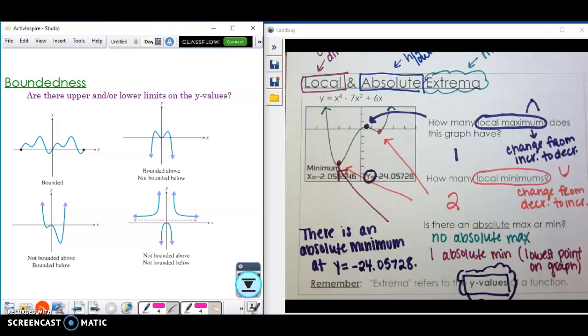Okay, so local max and local min. And then we have absolute max and absolute min. Just remember there is a difference. Absolute has to be the highest or lowest. Local is just changing directions.